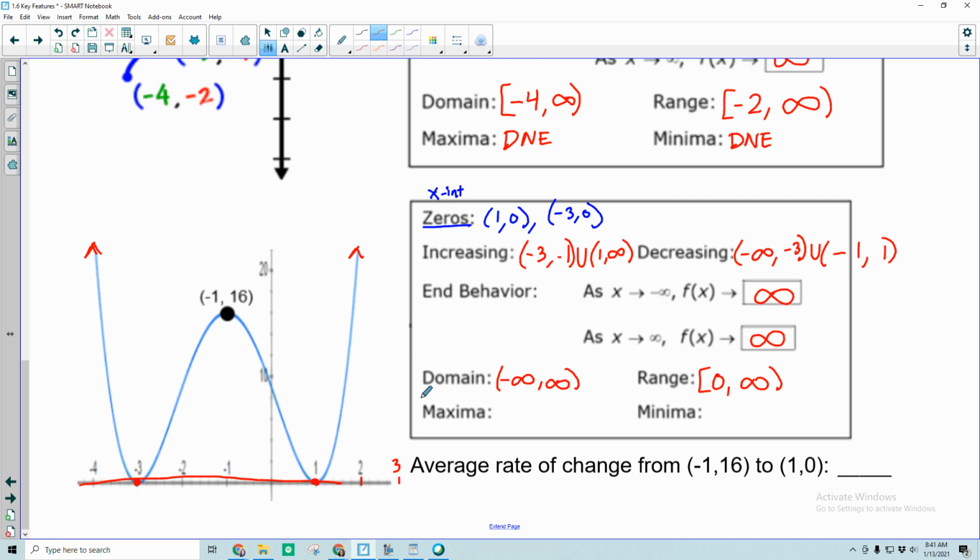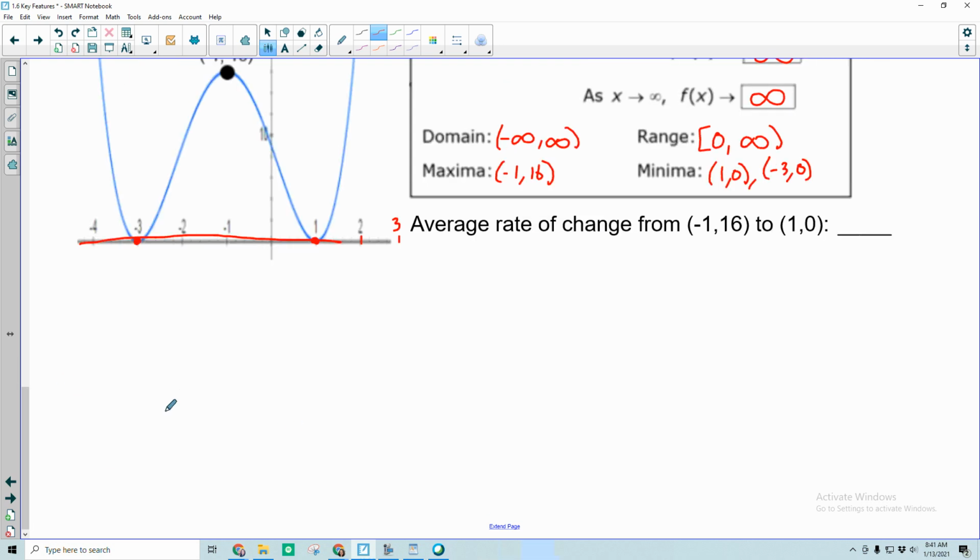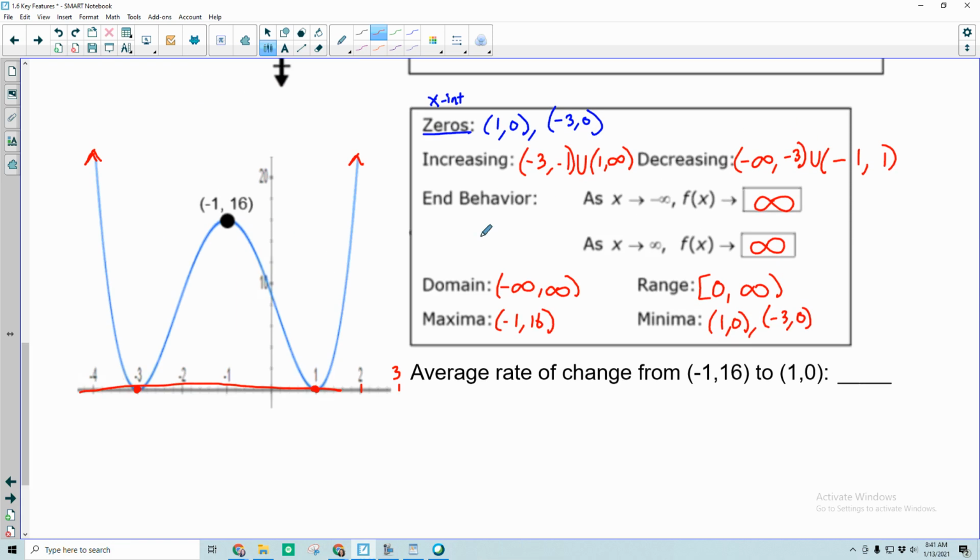Next, I have my maximas and minimas. So what are the hills and the valleys? There's definitely a hill right here at -1, 16. There's only one maxima, and that's it. And then it looks like there's two minima. So those two values here and here, those two valleys, the lowest points in the valleys, at 1, 0 and -3, 0. Excellent.